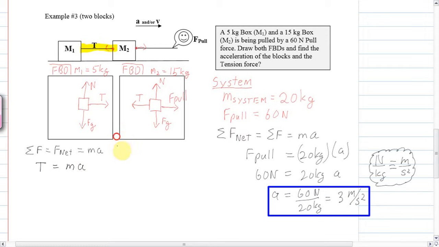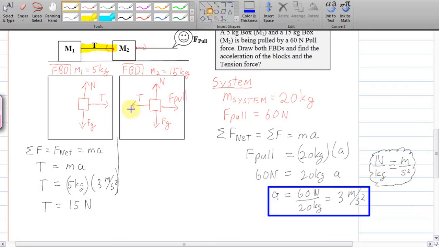Now we're only dealing with one block. We're not doing the system. We're dealing with just this block. So the tension is equal to the mass of that block. The mass of that block is 5 kilograms. What's the acceleration of this block? 3 meters per second squared. So the tension here has to be 15 newtons. Yay, I'm done. Go home.